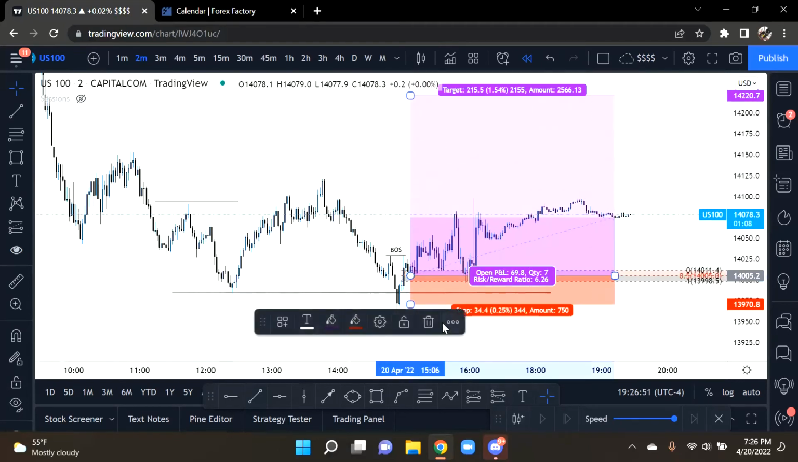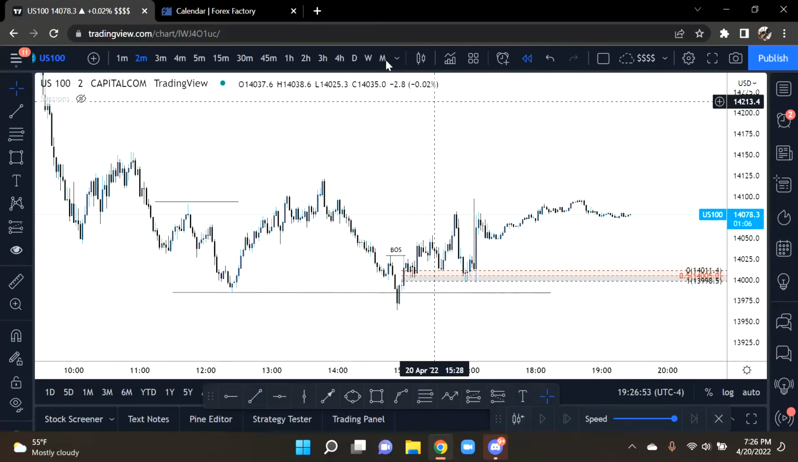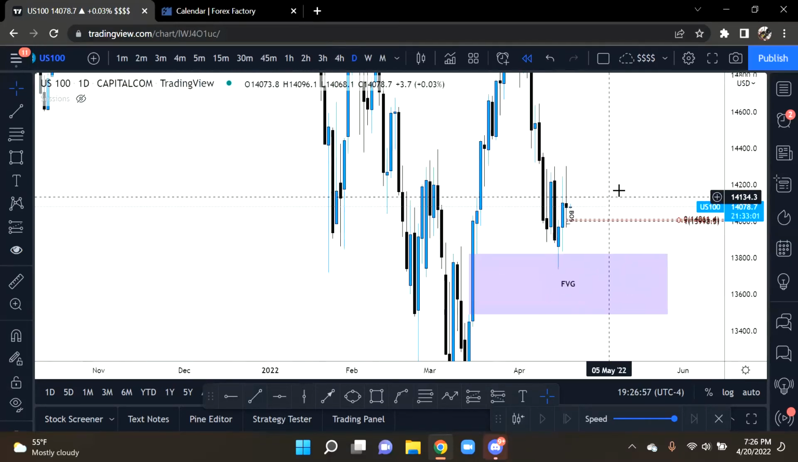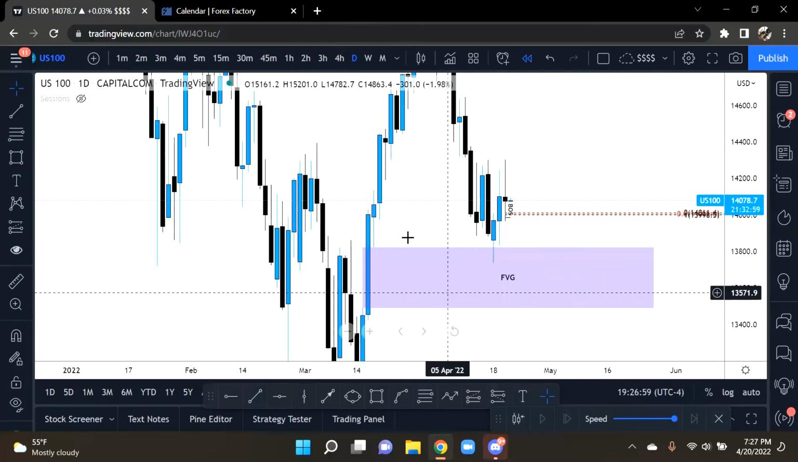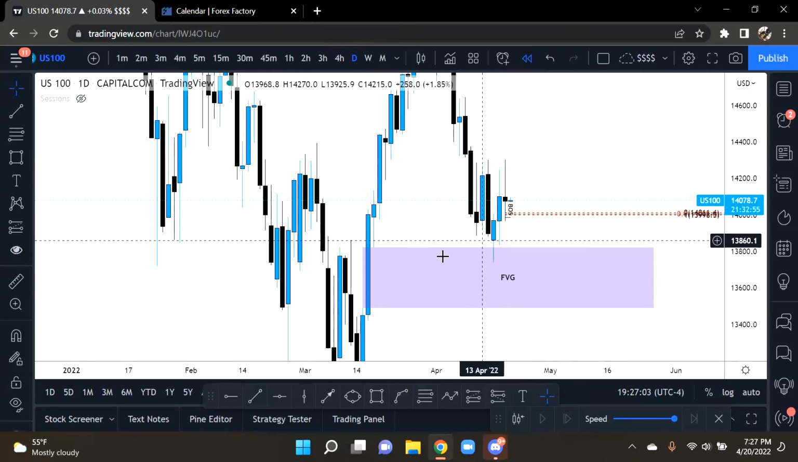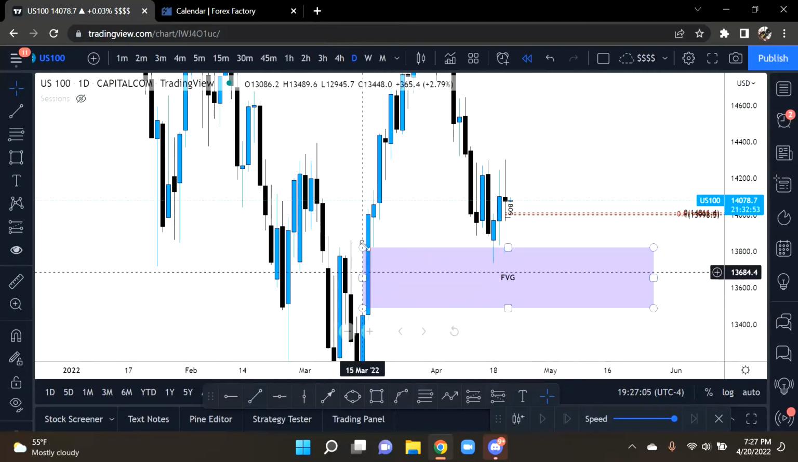Again, I was looking for this setup to happen. The narrative, according to the higher time frame, is bullish. Why are we bullish? Price traded below lows, traded into the fair value gap on a daily time frame, where we'd be expecting price action to be bullish.